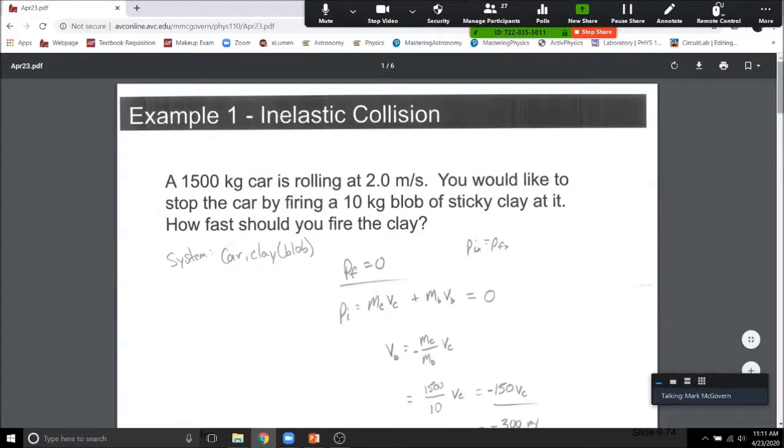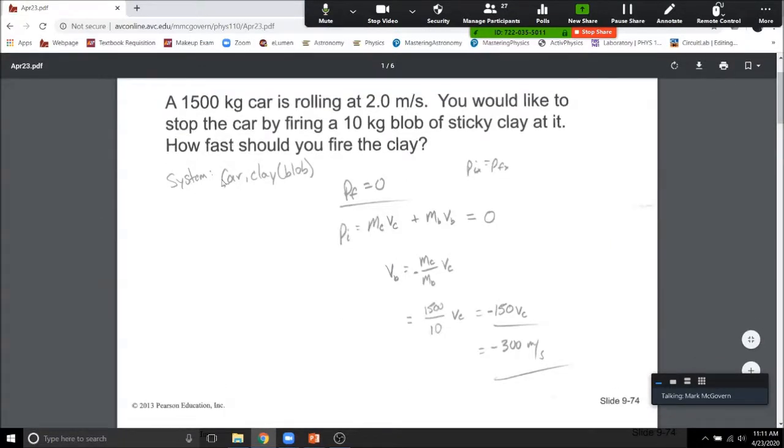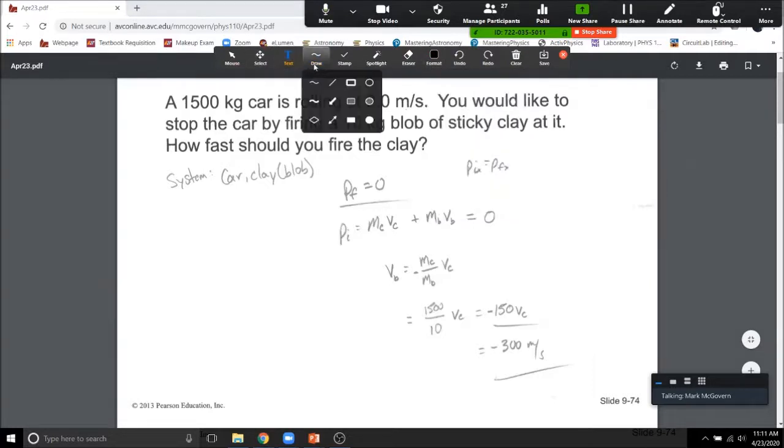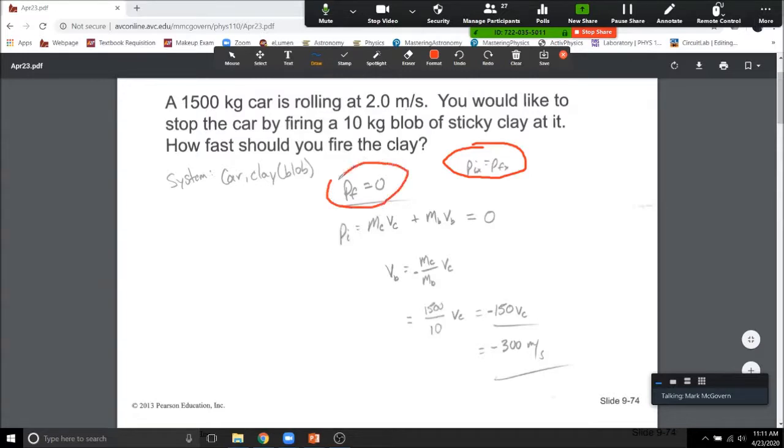All right. So the system is the car and the blob of clay. Conservation of momentum tells us that in this isolated system, if we can characterize the initial and final momentums, they will be equal to each other. I can see already from the description of the problem that my final momentum is 0. Nothing will be moving at the end of this. And so my initial momentum is going to be whatever the car is doing, subscript C is the car here, and then this is what the blob is doing. And I'll set that equal to 0. The 0 is the final momentum.